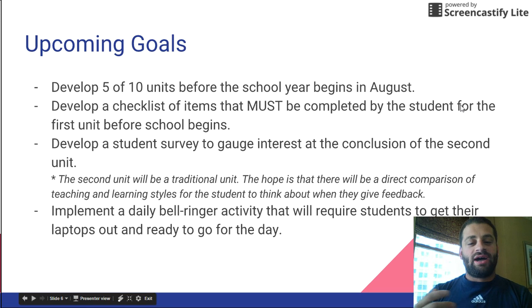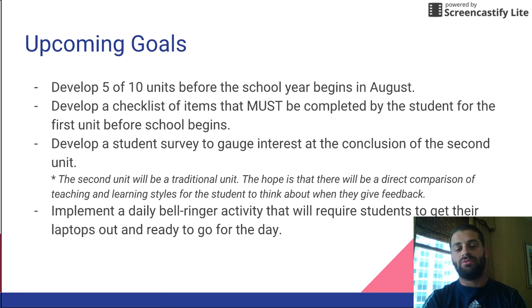The goals I've got are to develop 5 of my 10 units before the school year begins in August. I know that I'll take the first unit and try to get that developed really, really well, and then I'll take the feedback I get from the first unit and try to redevelop the other 4 units that I'm going to do throughout the year. The plan is to alternate, so I'll do a regular unit, and then I'll do a Versal unit, and then I'll do a regular unit and a Versal unit.